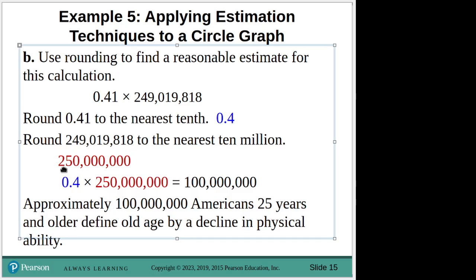Okay, so 4 times 25 is 100. We put 1, 2, 3, 4, 5, 6, 7 zeros behind it. That's going to give us a billion. We move the decimal place by 1. We get 100 million.